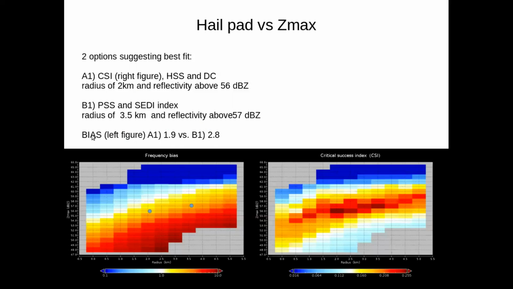However, the scores suggest this combination. But then if we check the bias table, we can see that option A1 actually has a somewhat smaller bias value compared to B1. So we decided to go with a threshold of 56 dBz.